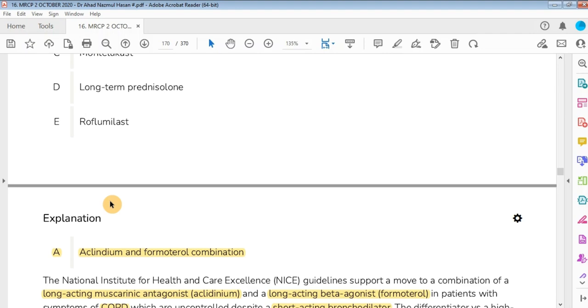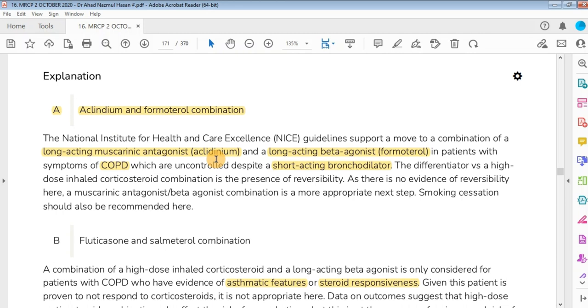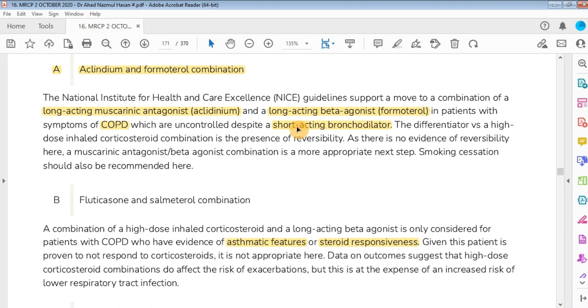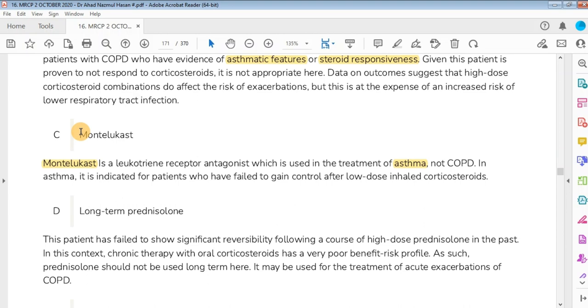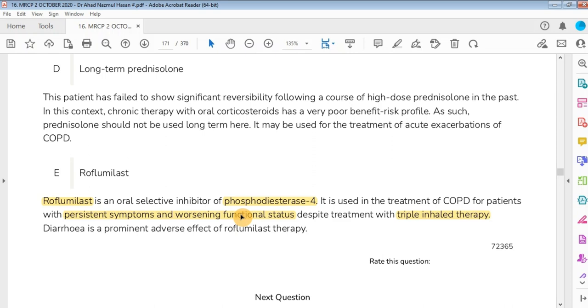So based on NICE, a long-acting muscarinic antagonist, aclidinium, and a long-acting beta agonist, formoterol, are used in a patient with COPD who is not controlled despite short-acting bronchodilator, SABA therapy. And if there are asthmatic features or FEV1 less than 50% or steroid responsiveness, then B would be the answer. Montelukast is only specific for asthma, not for COPD. And roflumilast is only specific for COPD. Roflumilast has no role in bronchial asthma.